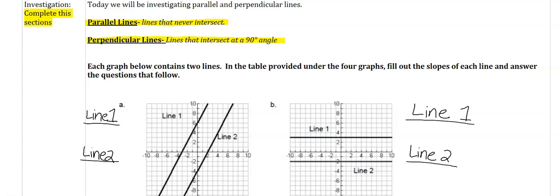So today we're going to be investigating parallel and perpendicular lines. Parallel lines are lines that never intersect, and perpendicular lines are lines that intersect at a 90-degree angle. Now we have four graphs right here, and in the table provided under them, we want to fill out the slopes of each line and answer the questions that follow.